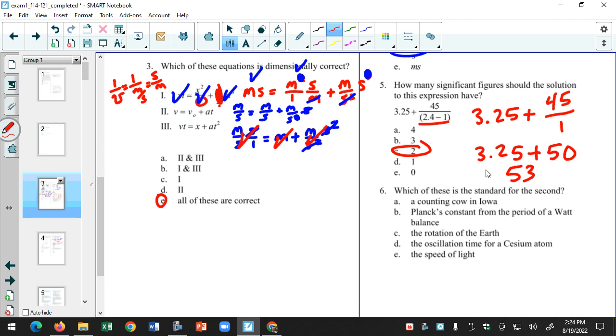That's probably the easier way to do that. If you have a simpler thing where it's just multiplication and division, you can just pick the number that has the lowest number of sig figs, and that number of sig figs is your answer.